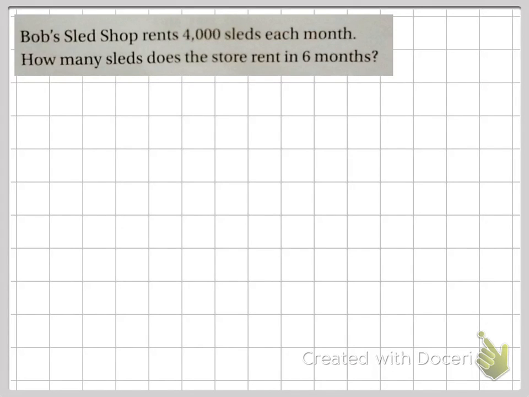Okay, here's another word problem. Bob's sled shop rents 4,000 sleds each month. How many sleds does the store rent in 6 months? Okay, so essentially what they're looking for here is 6 months times 4,000 sleds each month. Another way that we can solve problems like this and understand powers of 10 is to use a number line.